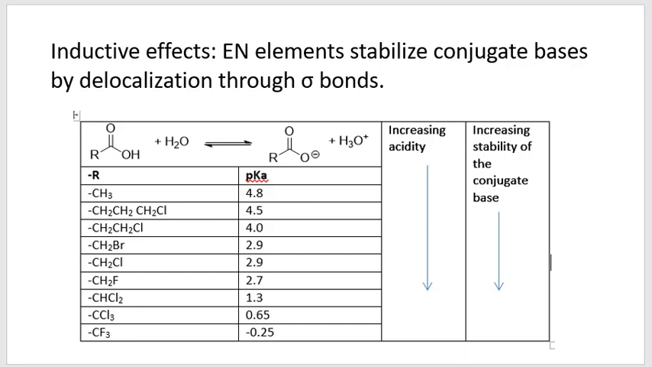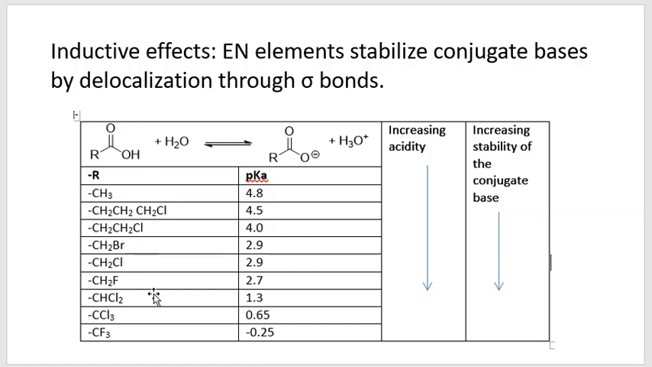Finally, we have inductive effects, and this is where you have electronegative elements that are stabilizing the conjugate bases that aren't directly bonded to the proton that is acidic. And so, for instance, look over here at this R group. Okay, so in this case, the proton of the carboxylic acid is the one that's being donated to water. It's the acidic proton. What's changing is this R group.